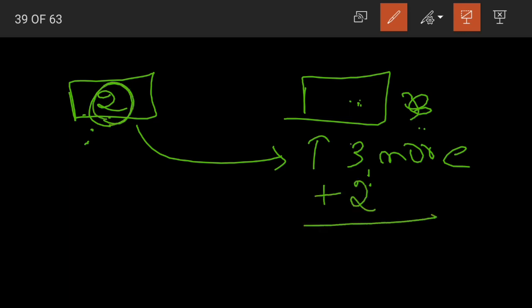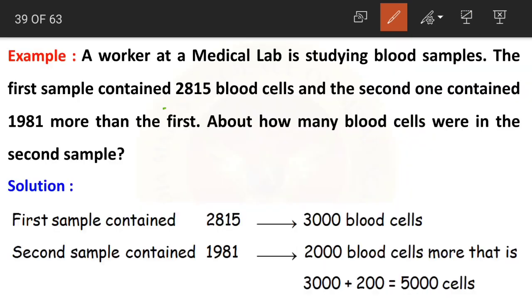So we need to add 3 plus 2, 5. He has 5 balls in the second box. Yes, children? He has 3 more than 2. So 2 plus 3 becomes 5. Clear? In the same way, here there are two samples.